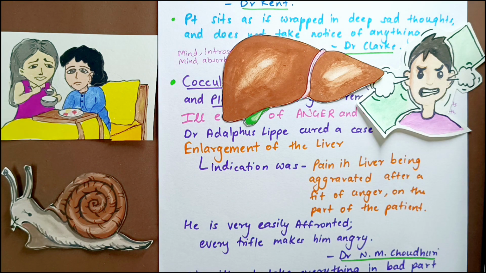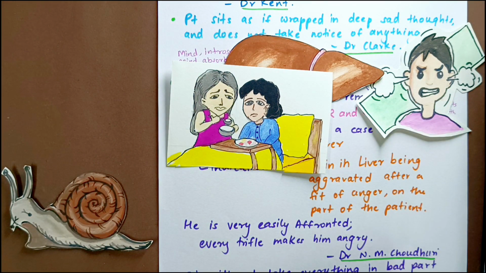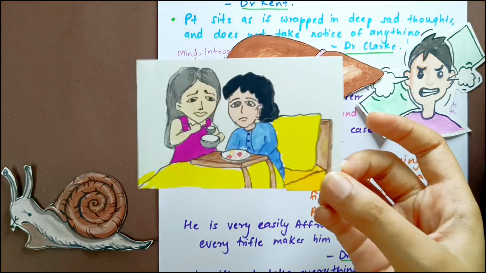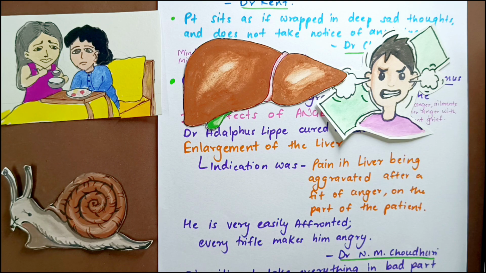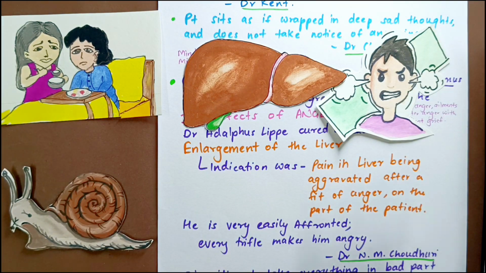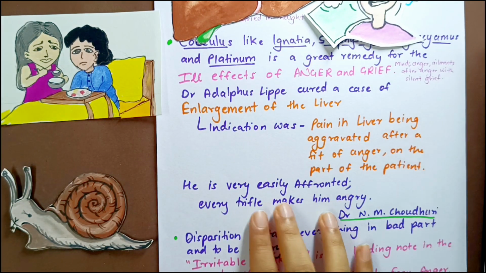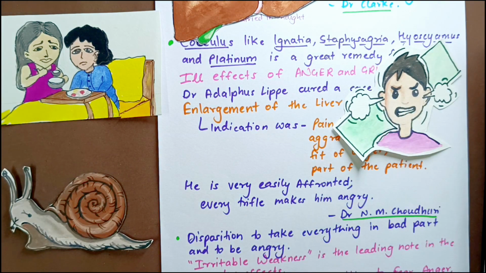We should remember this. We should not just remember this remedy for the anxiety, for the loss of sleep, for the nursing, which is very, very important, and we should not even forget this. But also remember anger along with that, because it is very important. Many authors have talked about it. So anger giving rise to complaints of liver. Then he is very easily affronted. Every trifle makes him angry. So the anger is a great aspect of this remedy. Every trifle is making him angry.